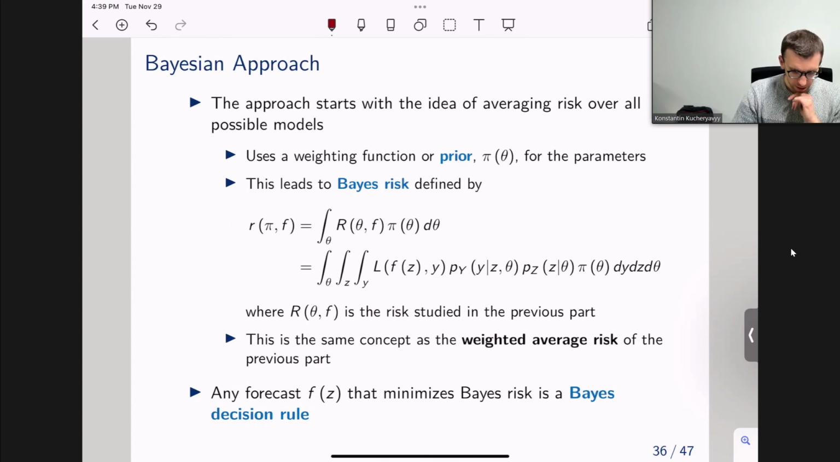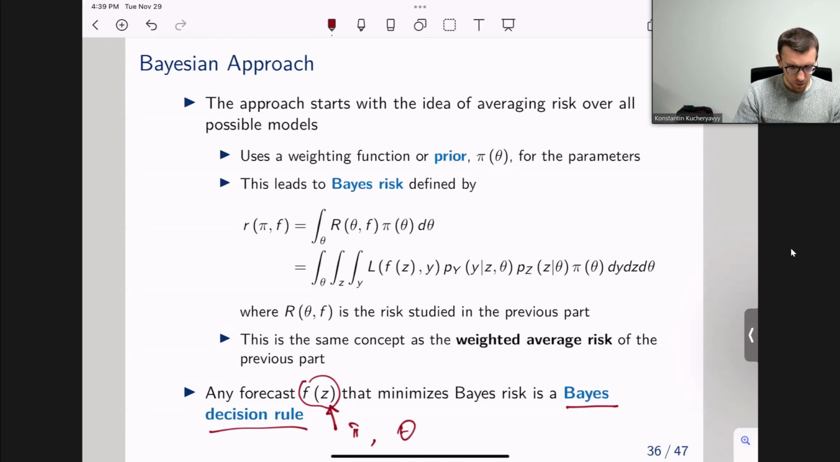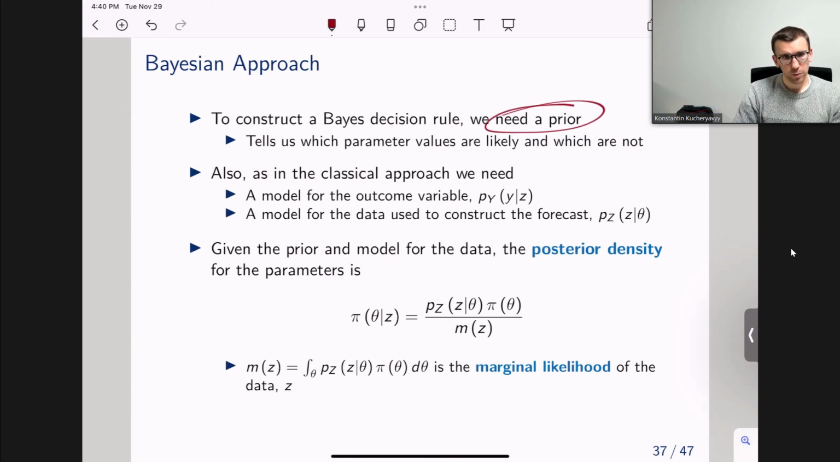We just say that Bayes decision rule is the forecast of Z that minimizes Bayes risk. Here it depends on the prior P, but doesn't depend on parameters theta, because we average out parameters theta from the prior. So we need a prior to construct the Bayesian approach decision rule.